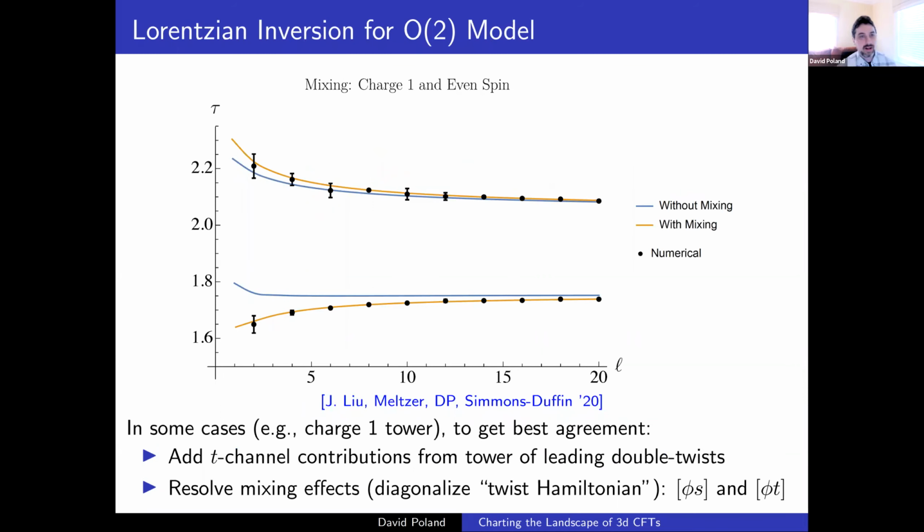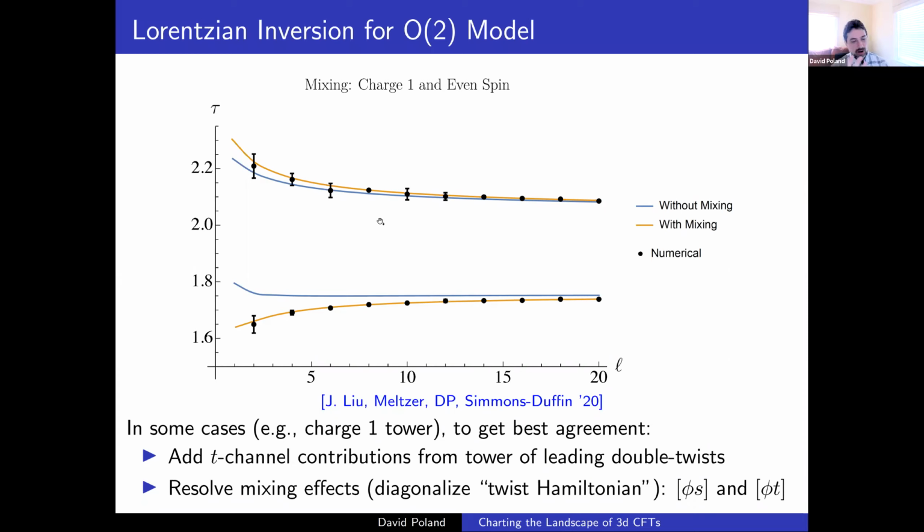Another thing that we saw is that you can look at other trajectories of operators. So for example, we can look at the leading charge 1 operators. There, you can see that there's interesting mixing which happens between the double twist operators. So you can construct a double twist operator between phi and s of charge 1, but also a different tower of double twist operators between phi and t, where you contract one of the indices of charge 1. This is an O2 vector. And these operators have some mixing with each other because their twists are relatively close.